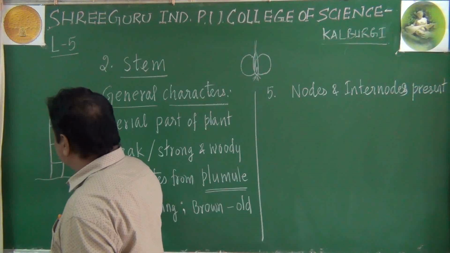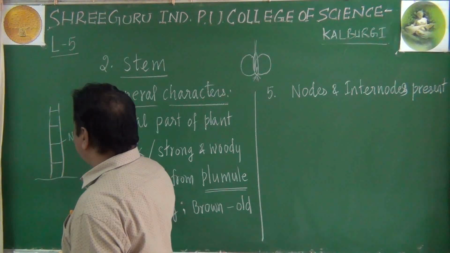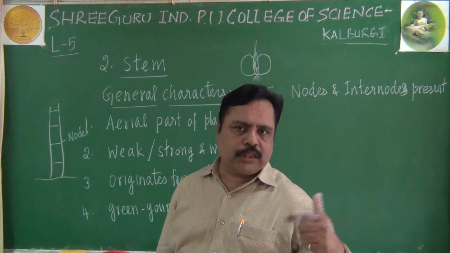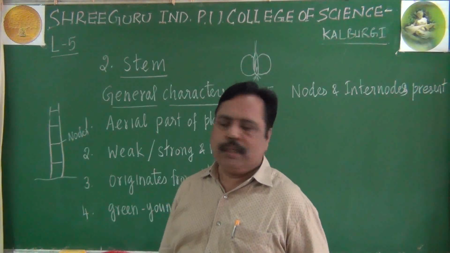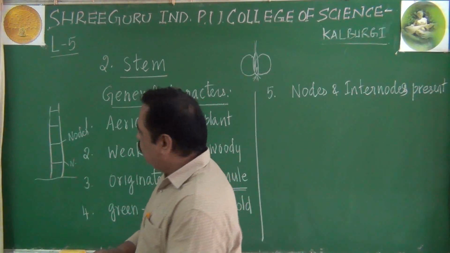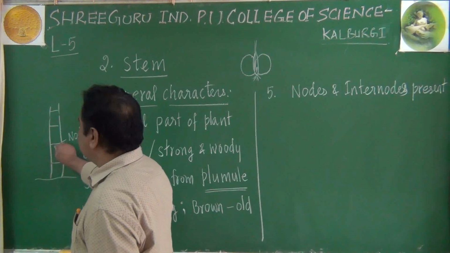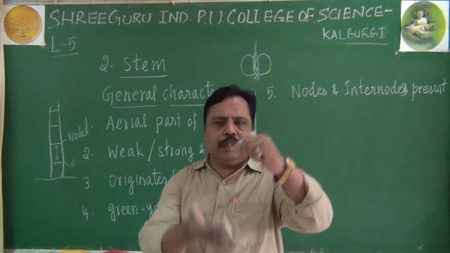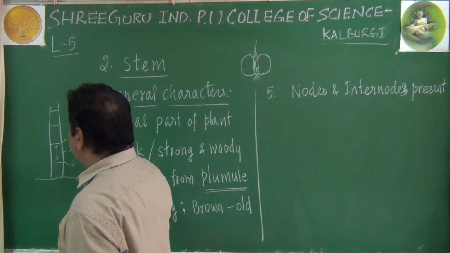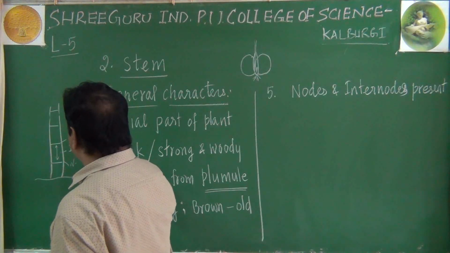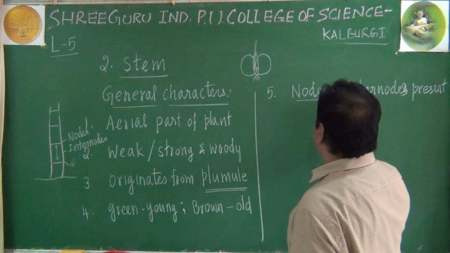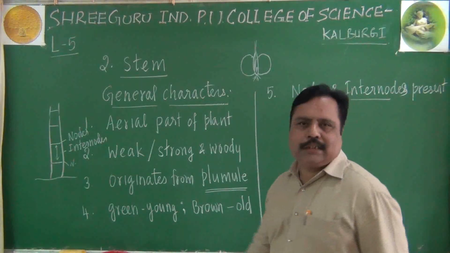These demarcations are called nodes. Remember, nodes. I told you about nodes in the stilt root also. Proximal nodes of the sugarcane will give rise to stilt roots. So this is one node, this is another node. Between the nodes, there is a gap or a space. That area between the nodes is called the internode. Remember this point. So nodes and internodes are general characters of a stem.